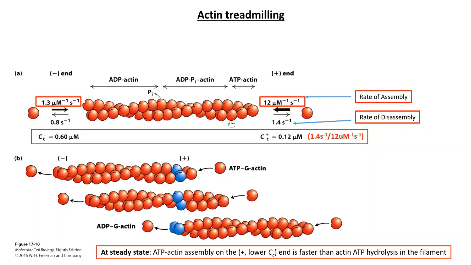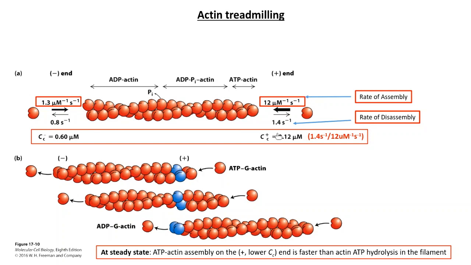So that means that it cannot just keep on getting added on both the ends, because in that case all the subunits will get depleted from the system. We need to have a suitable balance between the G-actin subunits and the F-actin filaments. So how do we determine the CC?